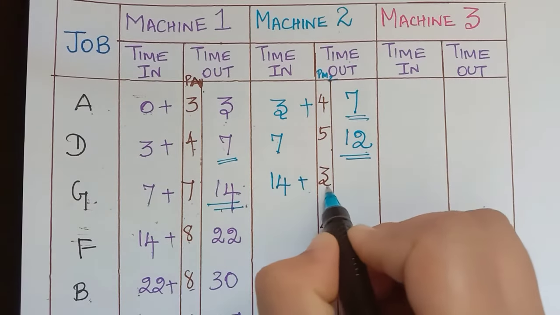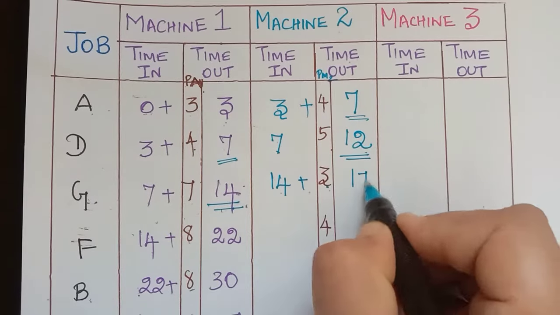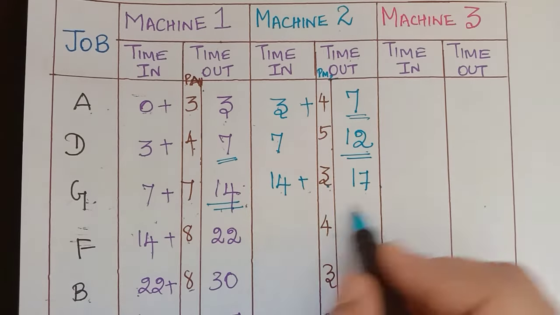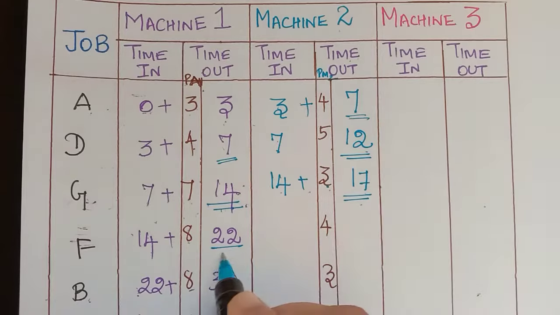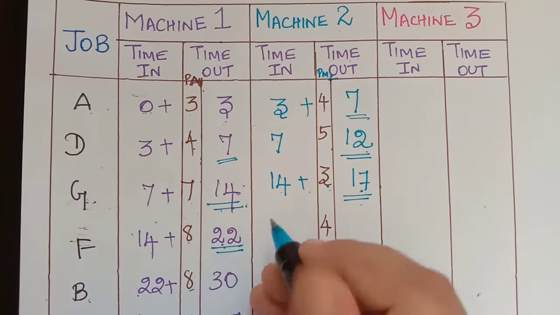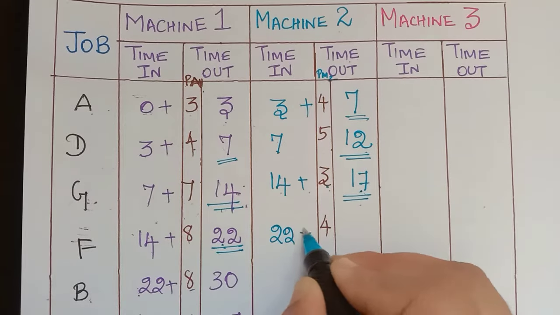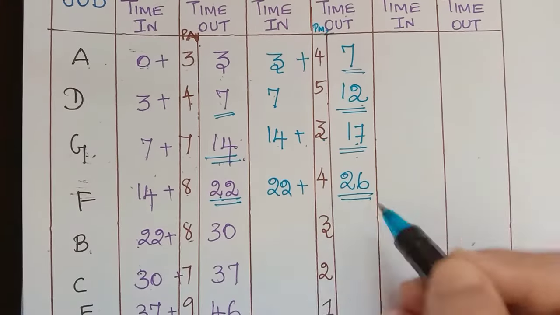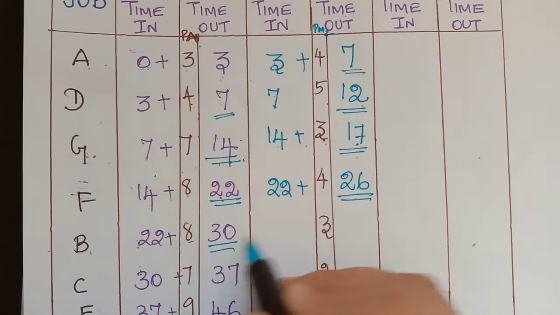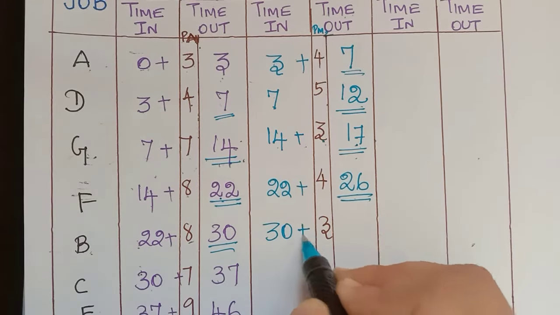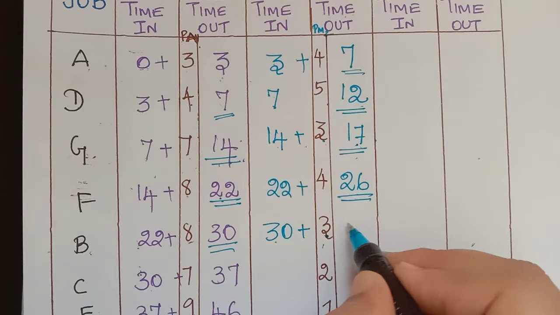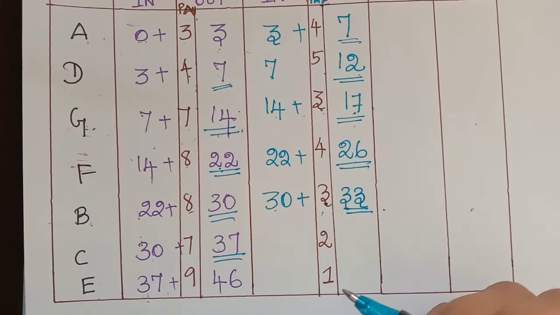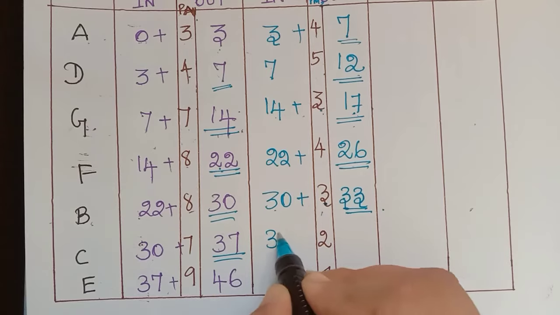Then plus this 3. So what do we get? 17. Yes. After that we have to take the time in for job F, whether this is maximum or this is maximum. Which is maximum? 22 is maximum. So the 22 we have to write. Then plus this 4, so we get 26 here. Now is this 26 maximum or 30 maximum? 30. So the 30 we write here, plus the processing time for this machine, 3. So it comes out at 33. Now we check whether 33 is maximum or 37 is maximum. Obviously 37 is maximum, so we write 37 here.